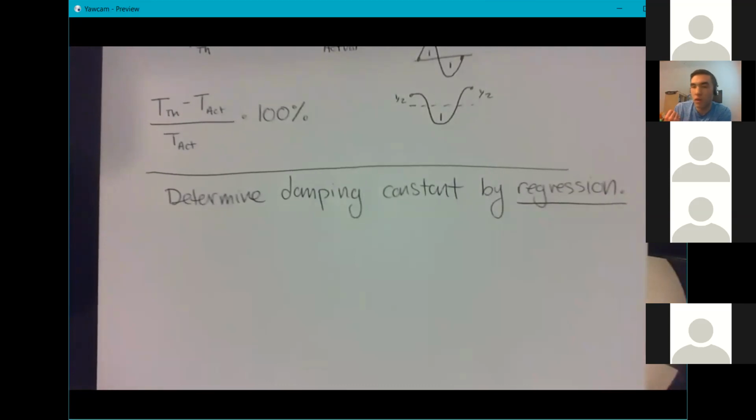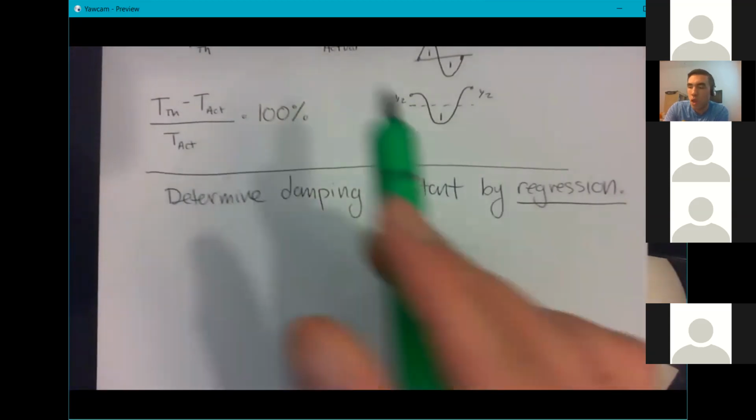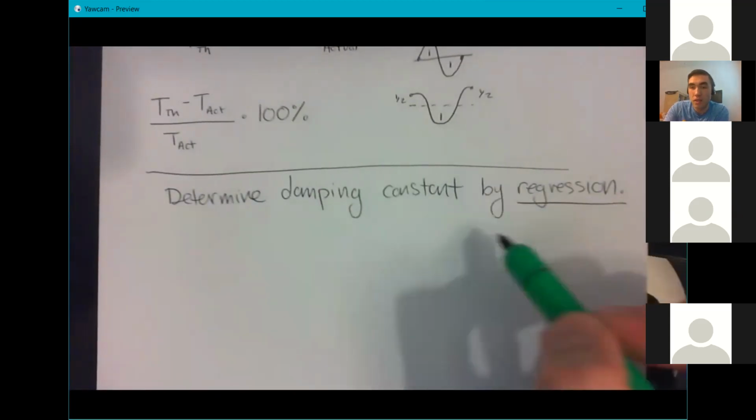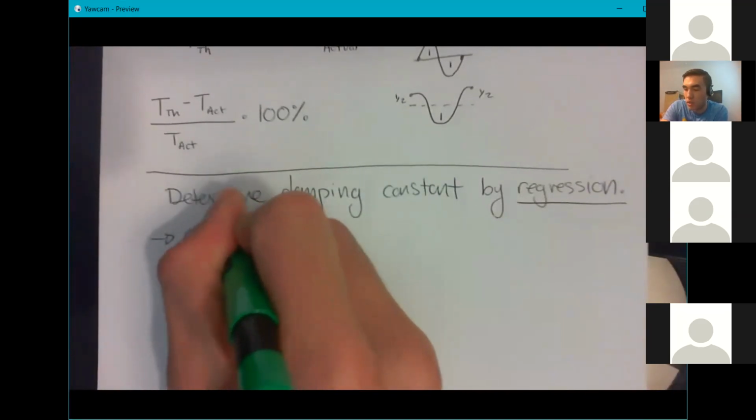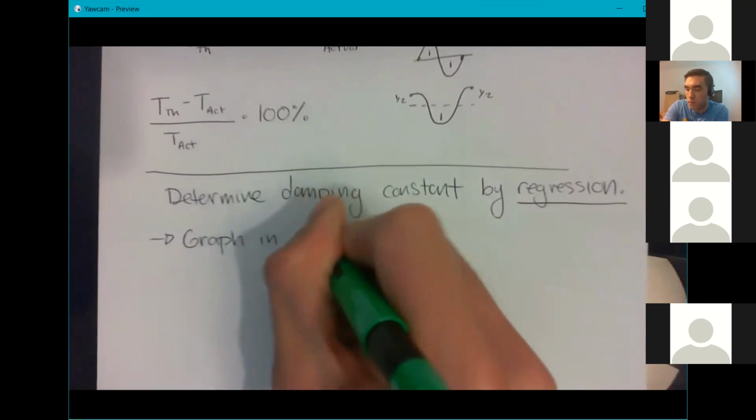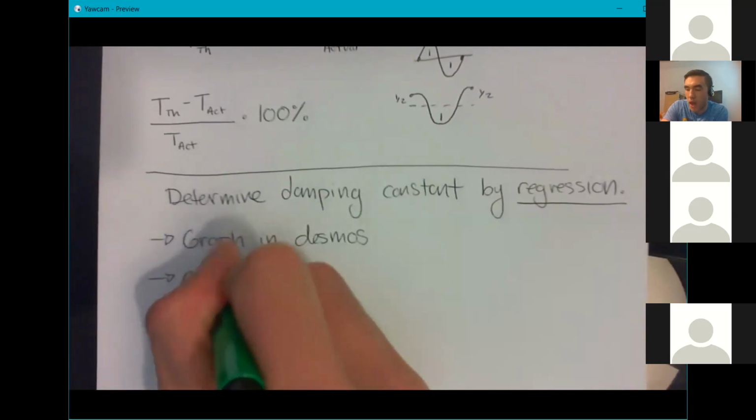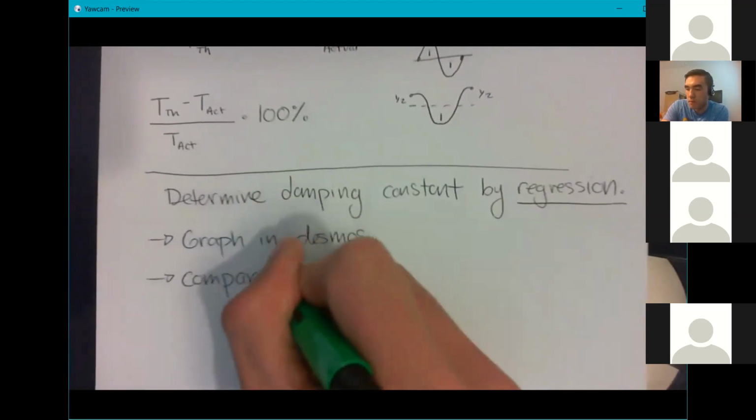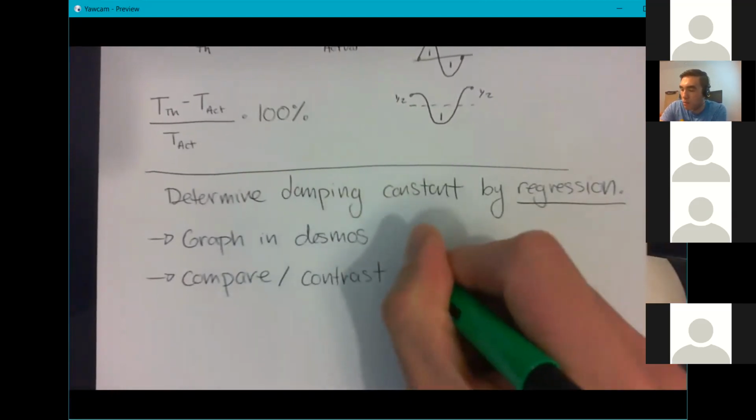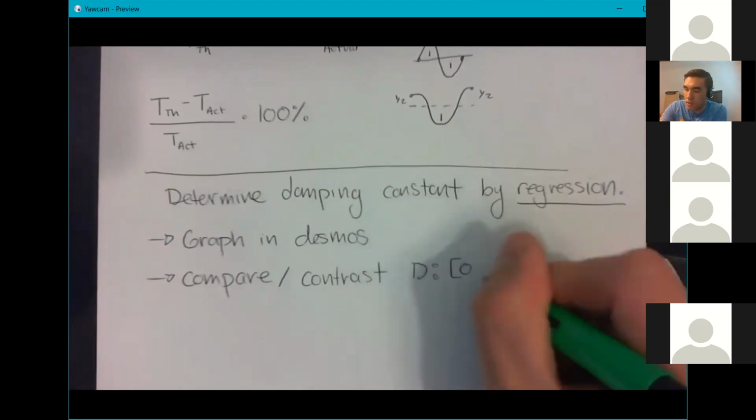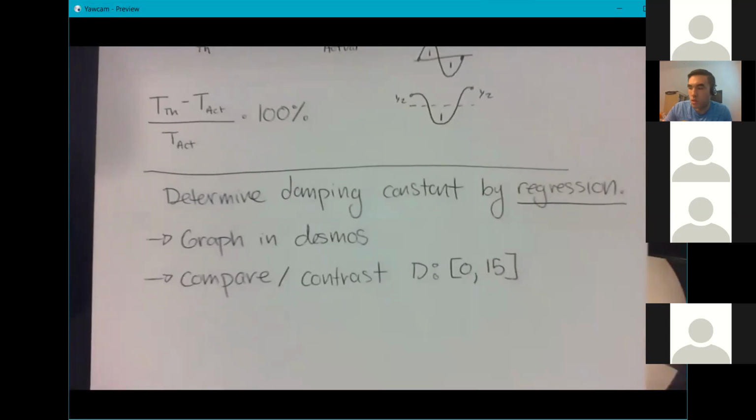And this we can't verify with a % error the way that we can here, because your answer won't just be a single number. What I'm going to ask you to do once you determine that damping constant by regression is to then graph your motion in Desmos and then compare and contrast it to the actual data in Excel on the domain of x is equal to 0 until x is equal to 15. And why would we analyze it on this domain?